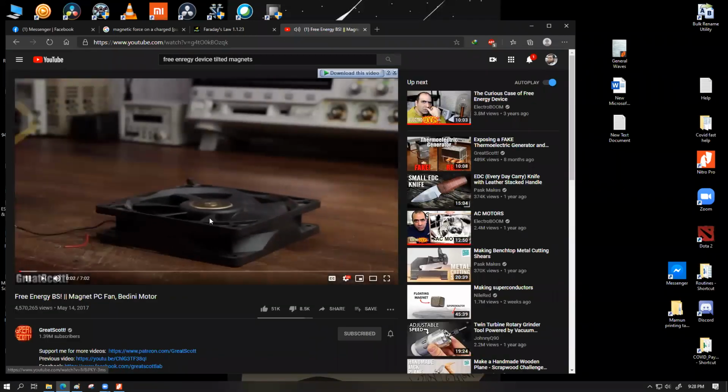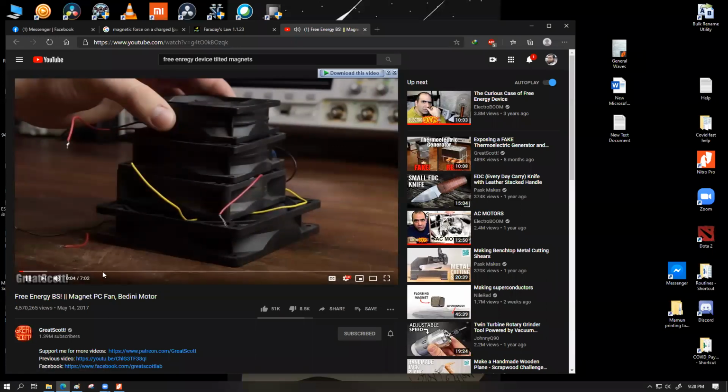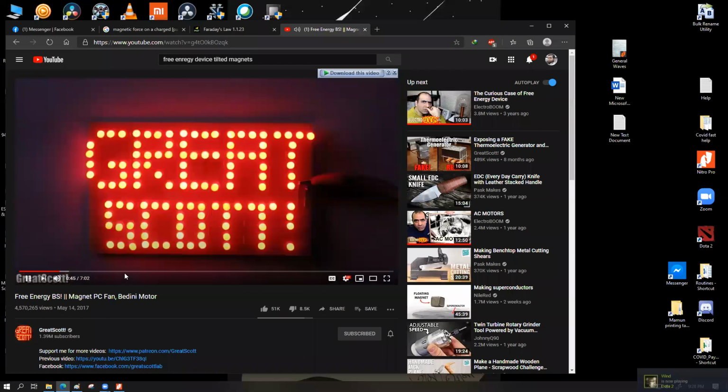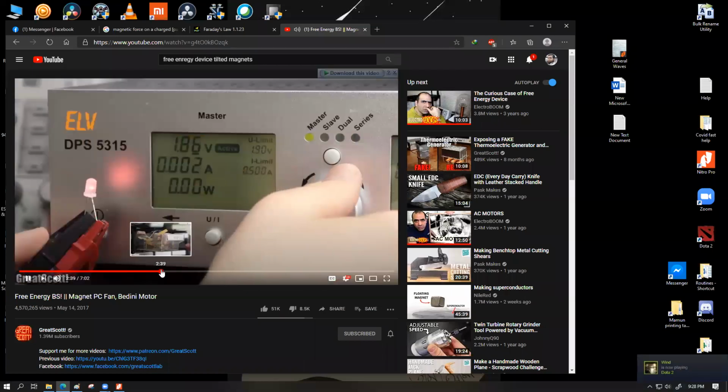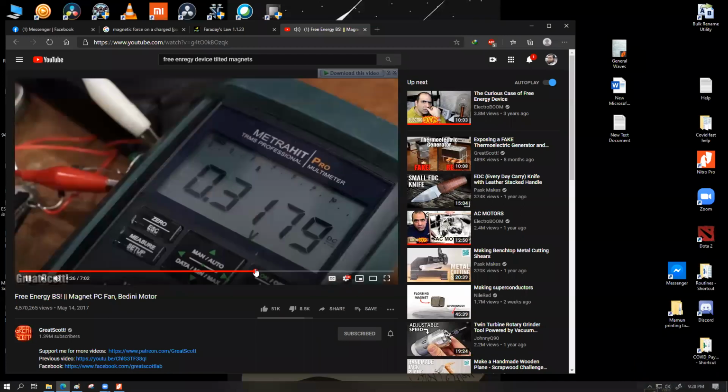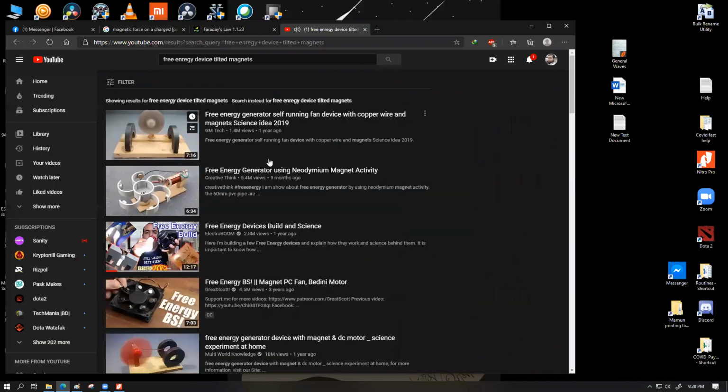If you are like me and have a spare PC fan lying around, then it is always a good idea. It's the capacitor.